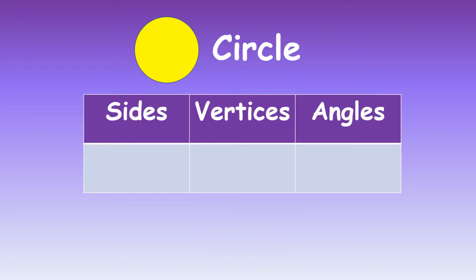Let's talk about plane figures like this circle. Plane figures are flat and are not three-dimensional. We will identify how many sides, vertices, and angles are in plane figures. Let's start with a circle. How many sides does a circle have? Think about it. Say your answer out loud, and I'll reveal the answer to you.